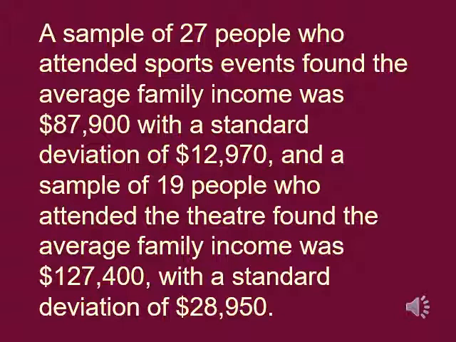The thing is, though, that you do need to again sort out which number's which when you go through that. Like here, N1 is going to be 27, X bar 1 is going to be 87,900, and SX1 is going to be 12,970. That's not the order that you enter them in, so you do want to make sure that you do know which one's which when you go through.